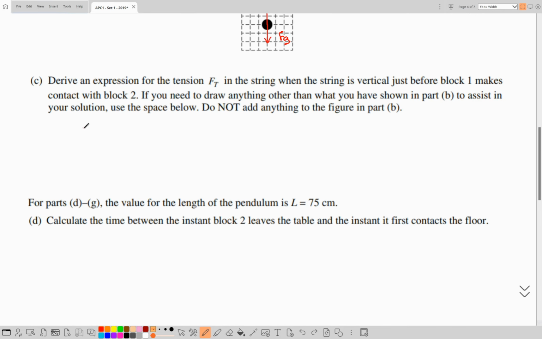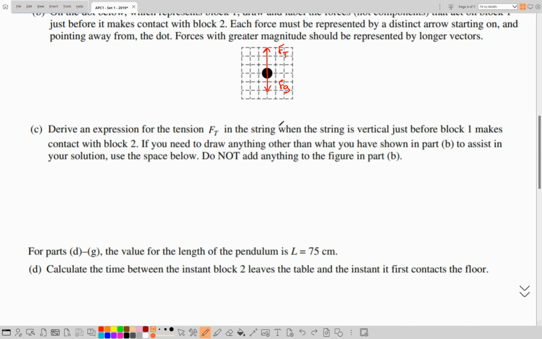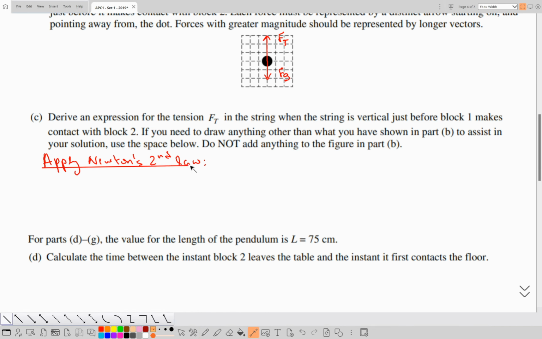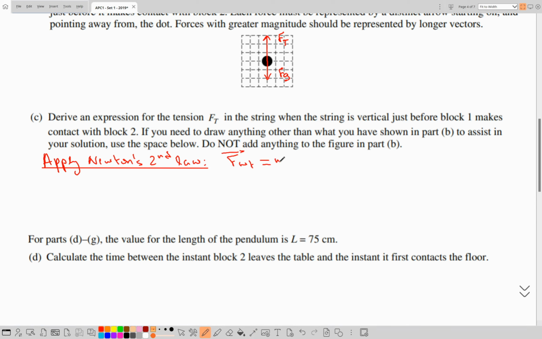So this is done by applying Newton's second law. Why should we think of Newton's second law? Because the previous part is about an FBD. So let me say apply Newton's second law. Then always, whenever we're applying a law, we need to mention the law that we're using. Now the net force is given by MA.